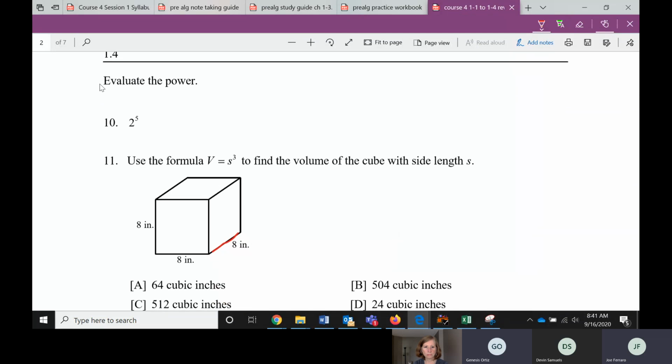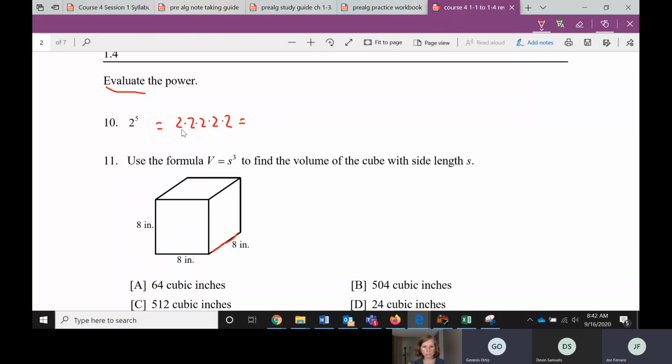Number 10, when it says evaluate, that means you actually have to find the answer. Now again, this is going to be sloppy. You could do this. 2 is the base. So you could type all these in, or maybe even do this one in your head. Or again, you could do what I just showed on the last problem. Hit the 2, hit the XY button, hit 5, and get your answer.